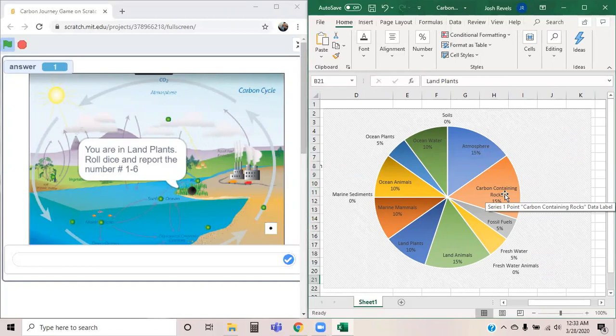The atmosphere is a big reservoir, especially for the fast carbon loop. Carbon containing rocks, and we clump the ocean water, ocean animals, marine mammals, all of those together, is another part of that large carbon cycle. You'll notice this graph shows that you spend a lot of time in those reservoirs because they're connected to one another also.